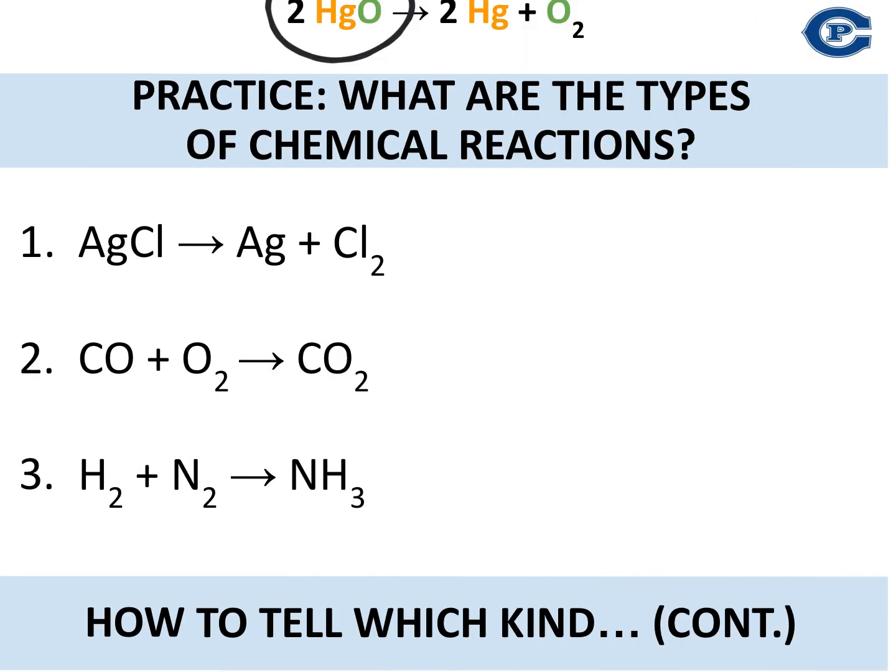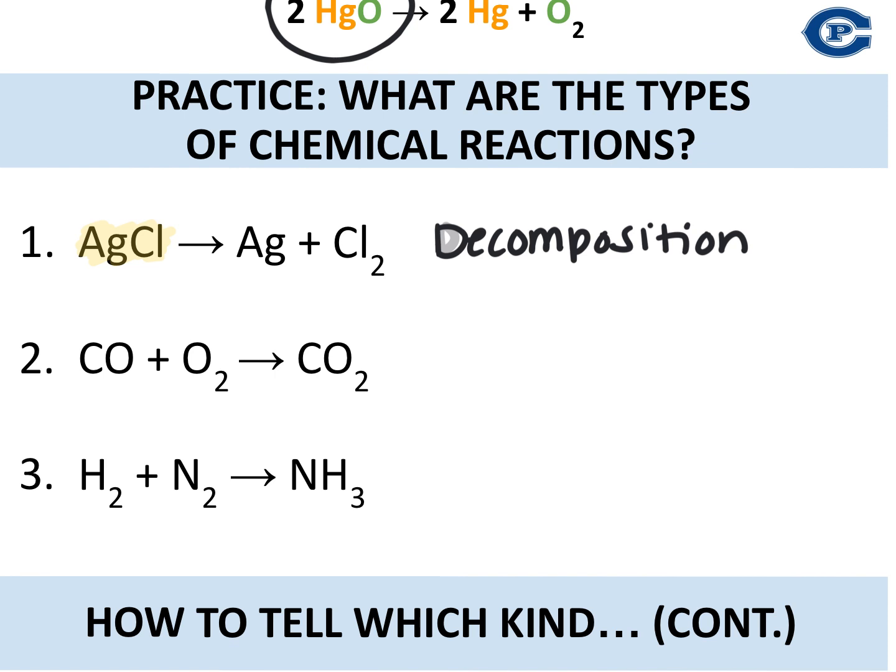To practice identifying them, what you want to pay attention to is what you're starting with. For example, on number 1, I'm starting with AgCl. I don't see a plus sign. So when I'm just focusing on those first two, I know that this first one has to be a decomposition, because I'm starting with one reactant and I'm breaking it down.